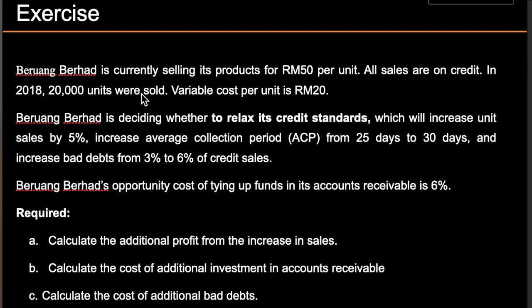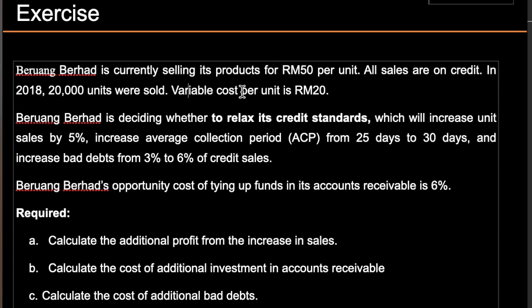So Birang Bahad is currently selling its product for 50 ringgit per unit. All sales are on credit. In 2018, 20,000 units were sold. Variable cost per unit is 20 ringgit. So you see, this is variable cost, not contribution margin. So you have to find the contribution margin by minusing these two. 50 minus 20, this is per unit, but you have to do it for all the products. So definitely, if you want to get the total, 50 multiplied by 20,000, 20 multiplied by 20,000, then the difference is you minus the second from the first, then you have your contribution margin.